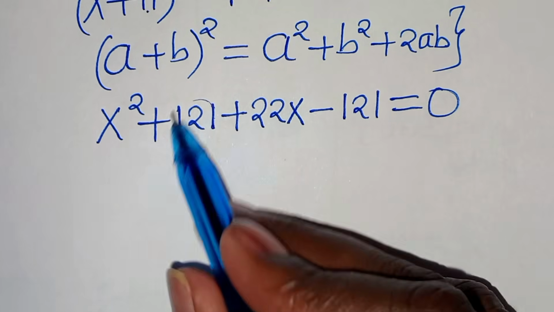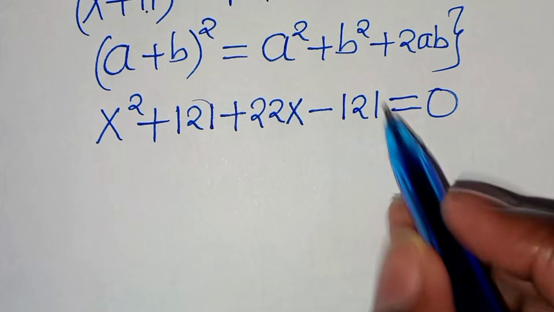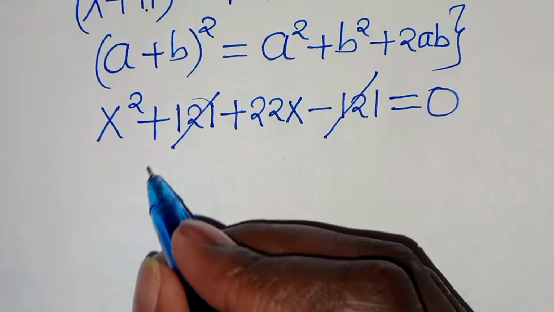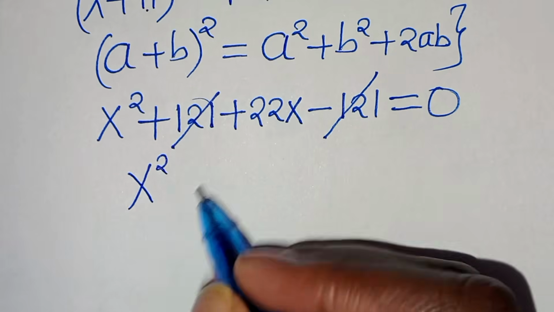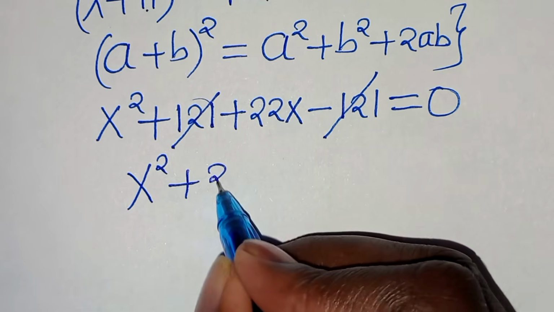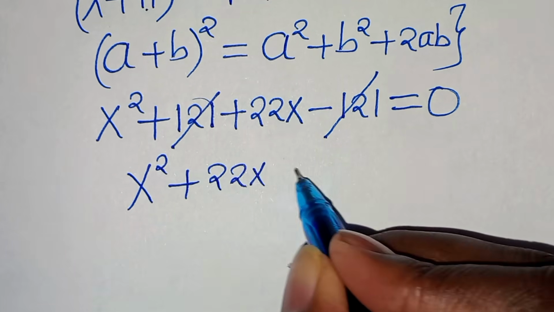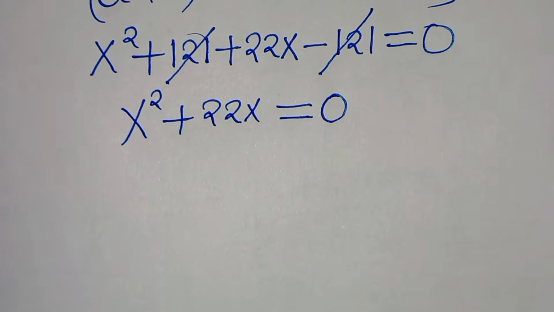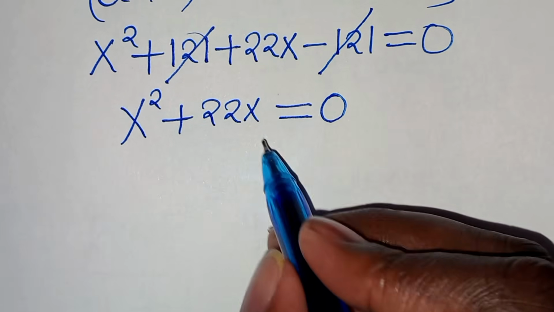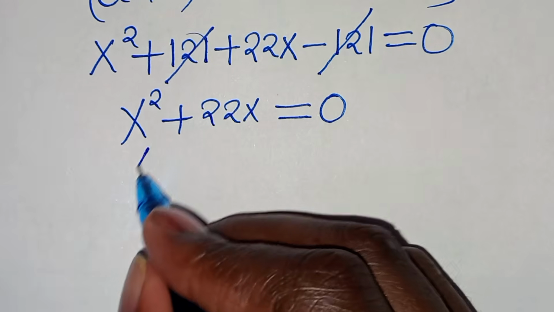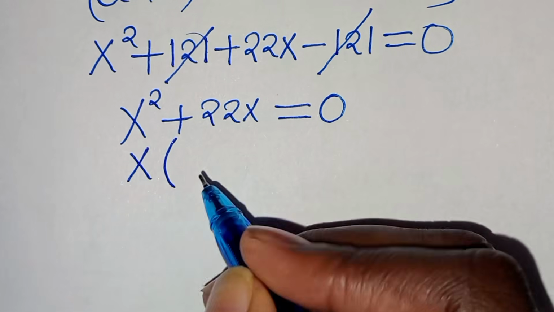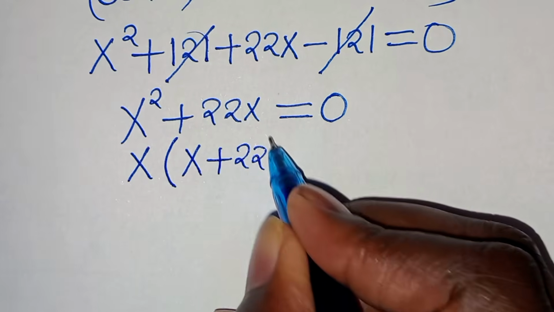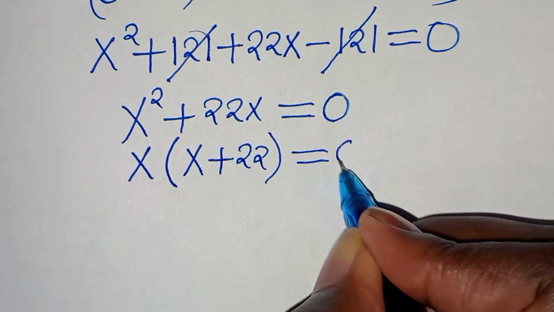So 121 subtract 121. This simplifies so that we have x squared plus 22x. This is equal to 0. Now we have that here. x is common here, so we can factor out x so that we have x times (x plus 22). This is equal to 0.